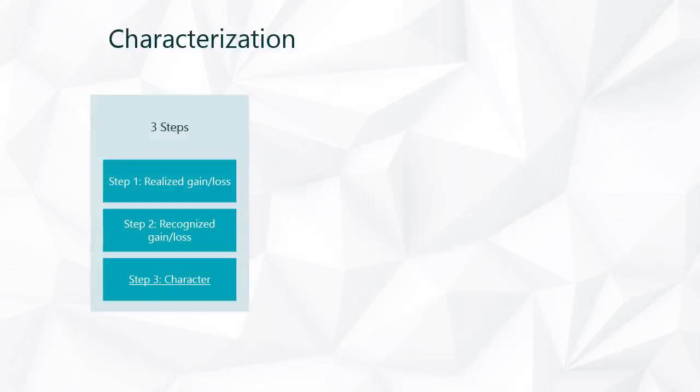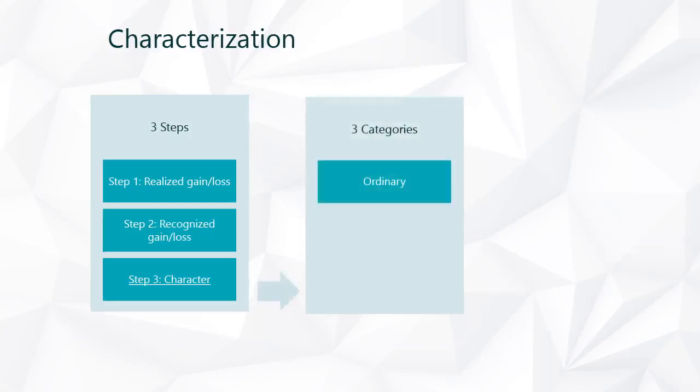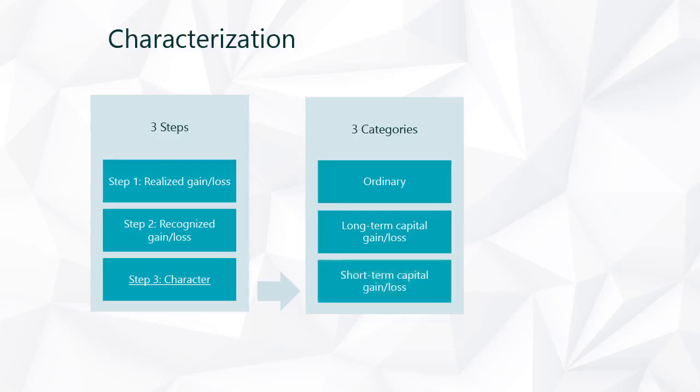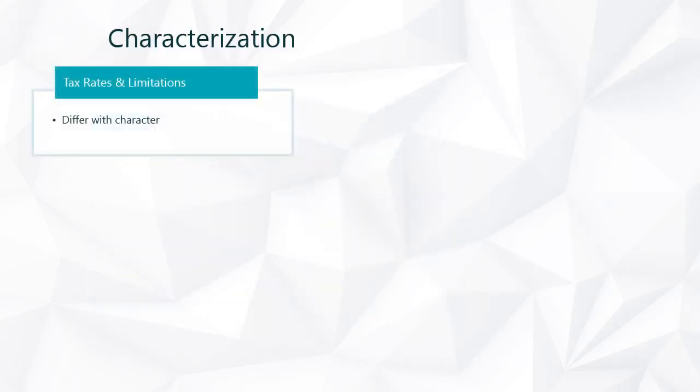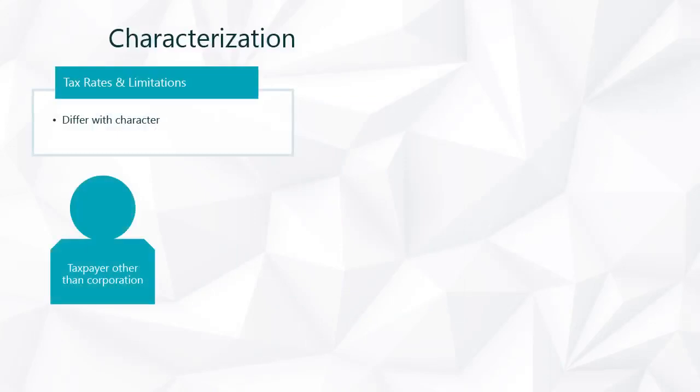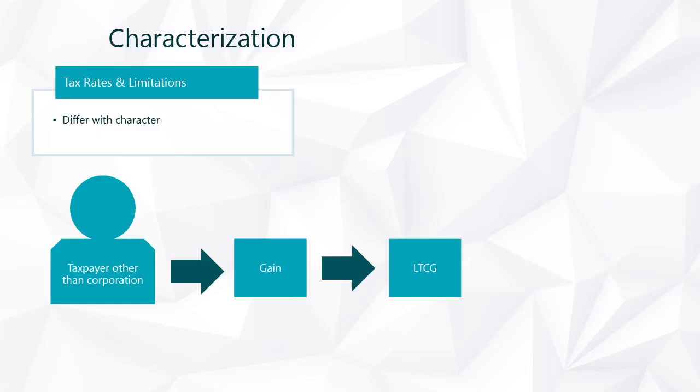On a tax return, there are ultimately, at the end of the day, three categories of character. They are as follows: ordinary, long-term capital gain or loss, and short-term capital gain or loss. Character makes a big difference for taxpayers as different tax rates and limitations might apply. Generally, if a taxpayer other than a corporation has a gain, they prefer the gain to be long-term capital gain because it provides a lower tax rate than ordinary gain.